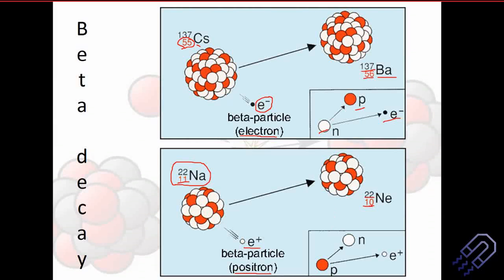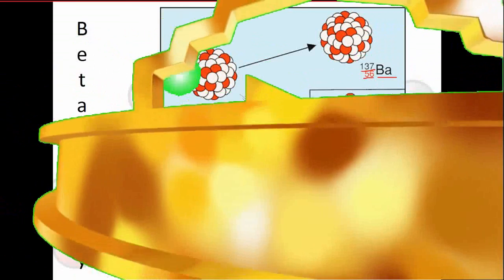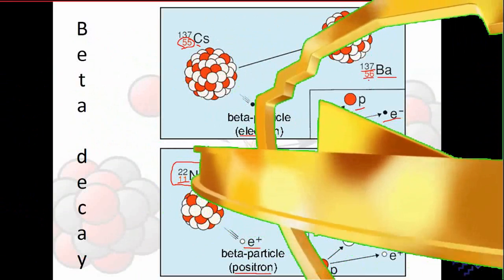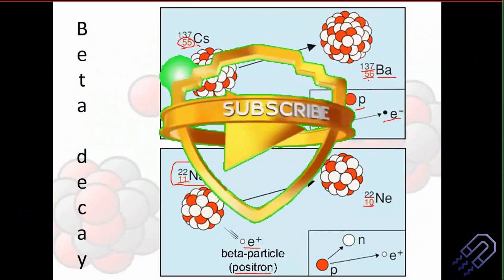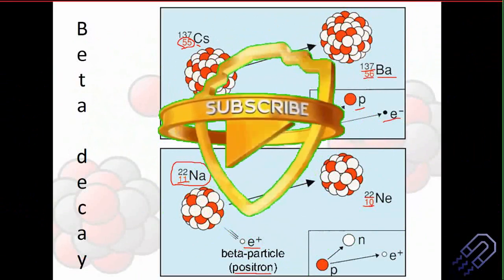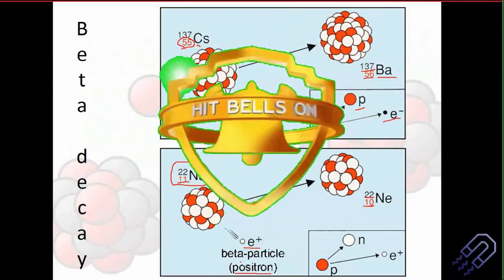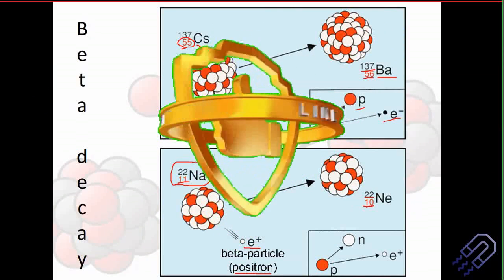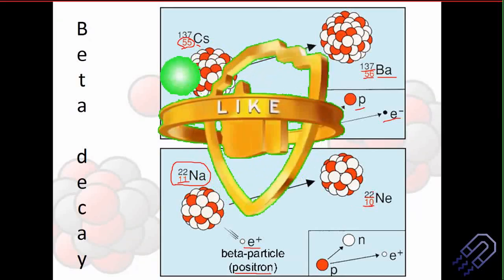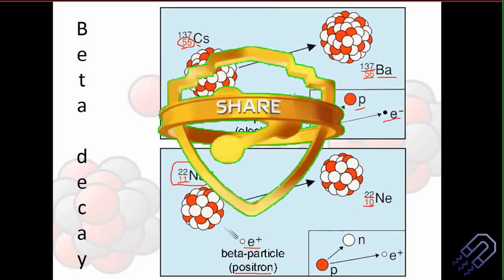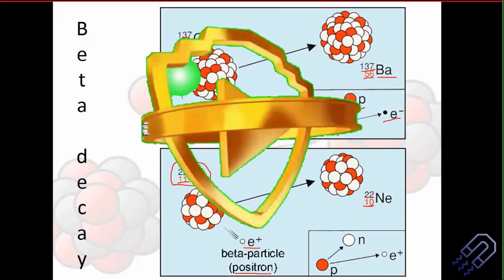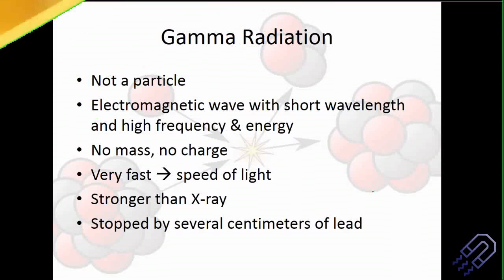So please remember this, because this is important. Whenever there is a beta minus decay, we increase the atomic number by 1, and the mass number remains the same. When there is a positron decay, we decrease the atomic number by 1 and the mass number remains the same. So beta decay is not simply electron emission, it may be electron or positron. That's why this slide is important.